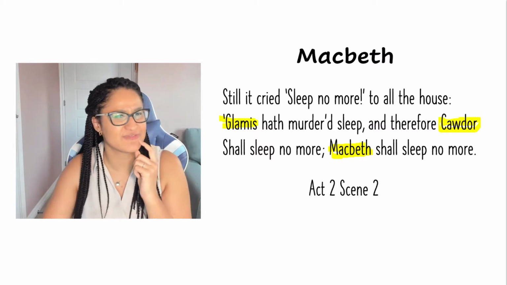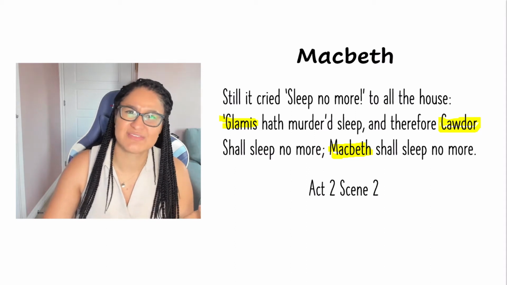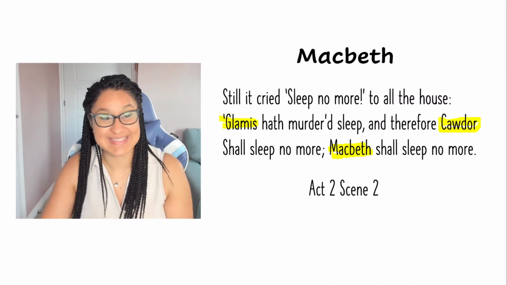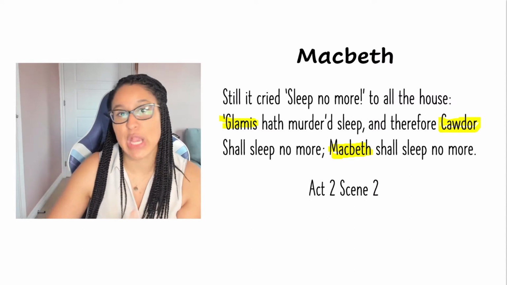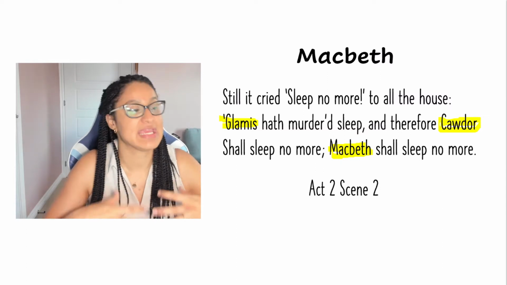Wait, that's not even his first name, is it? That's still just his surname. Scottish nobility are weird. What do you reckon Macbeth's first name is? Dave.